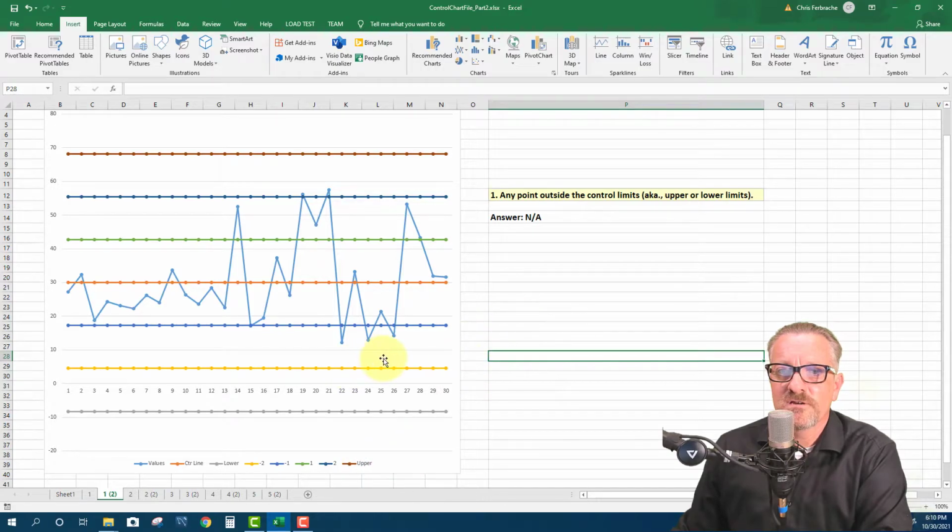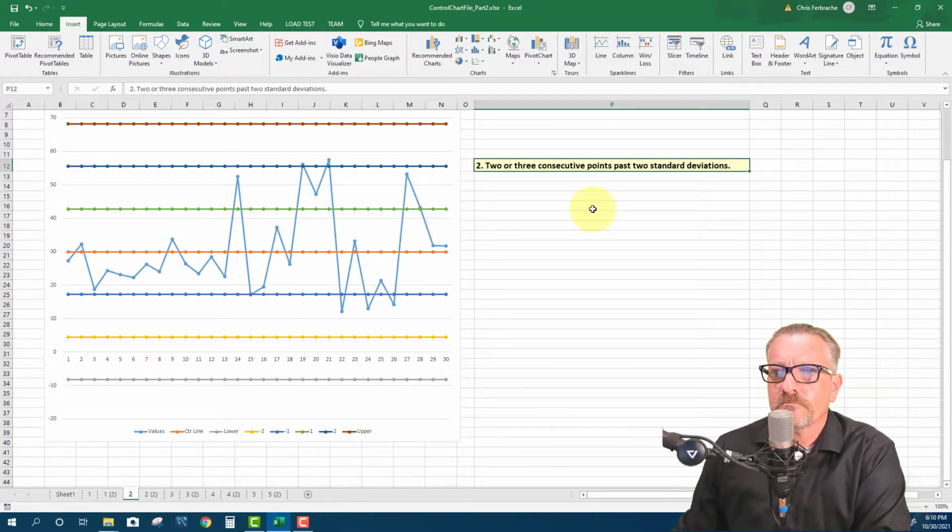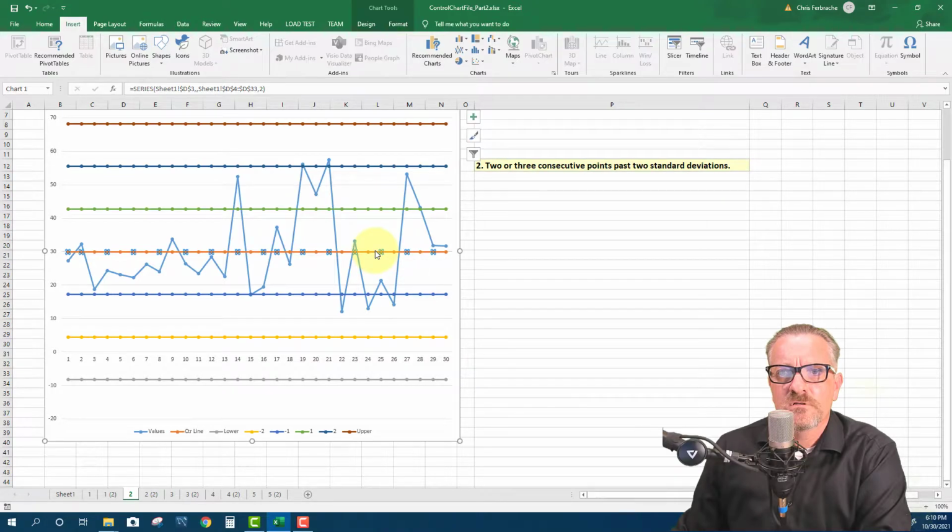I'm going to skip to the answer here, but you could probably tell early on that we do not have any points outside of the upper and lower control lines. If we did, that would be very suspicious, and we would say there must be something that happened that day specifically, or to that sample of data, where obviously something is out of control. And so for the second one, 2 of 3 consecutive points past 2 standard deviations. This is our control line right there, this blue one right here.